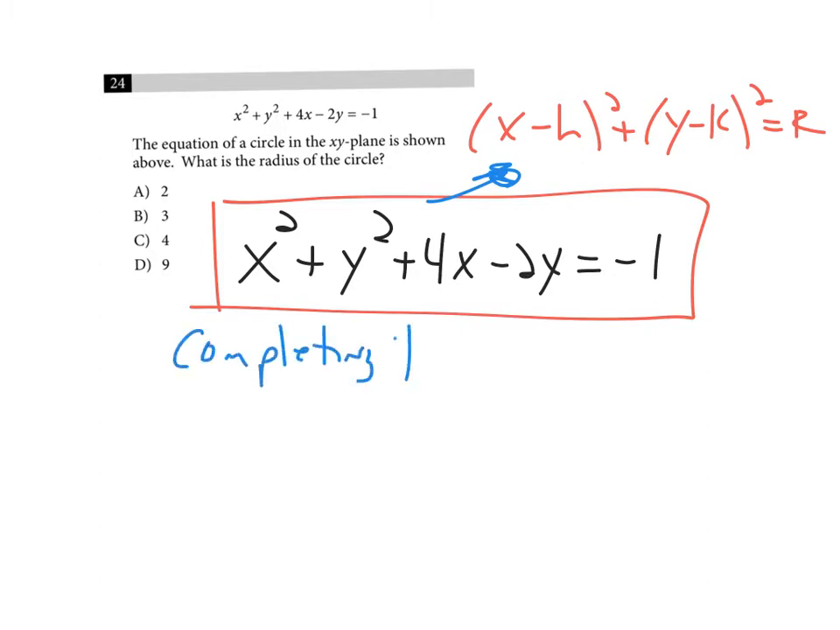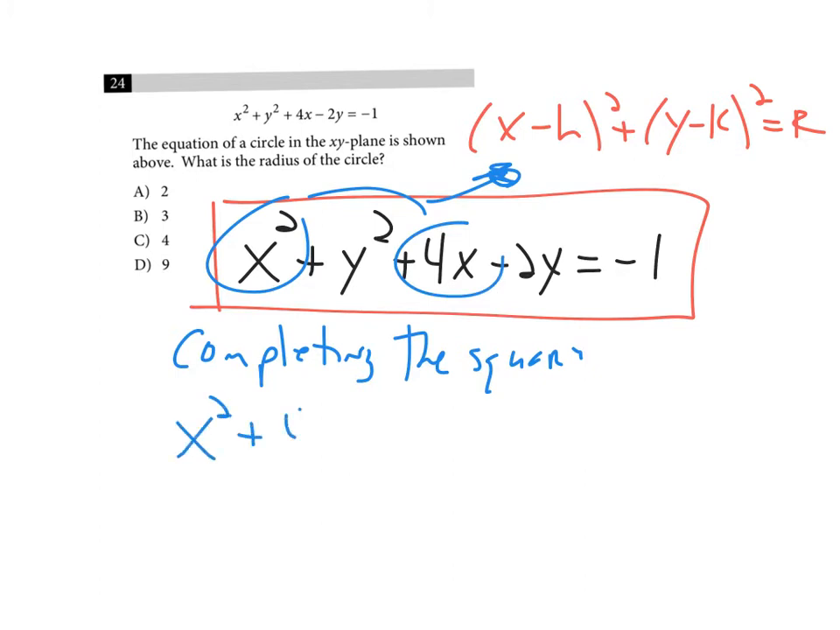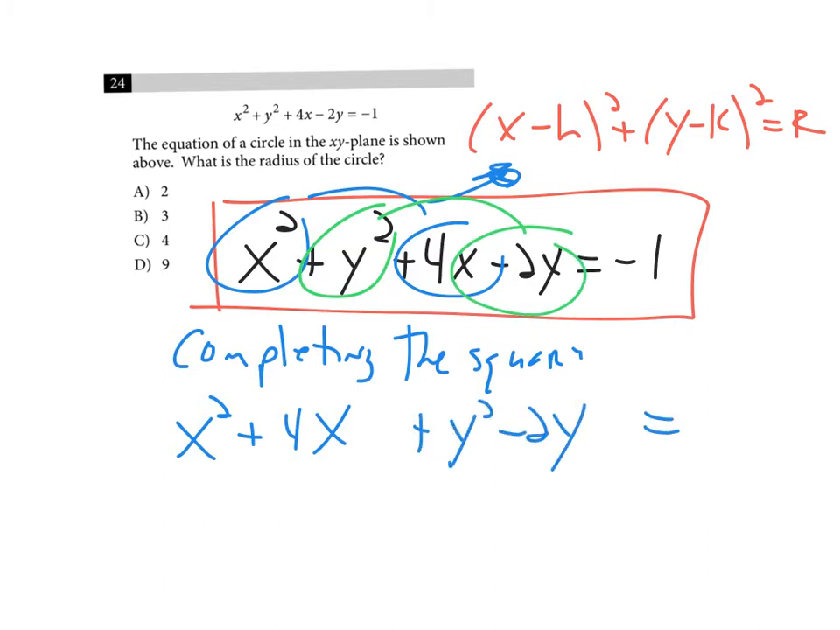What I'm going to do is group together my x's and my y's. So here I'm going to have x squared plus 4x, and then y squared minus 2y, and then I have negative 1. I'm going to complete the square. I'm going to cut the 4 in half to get 2, and I'm going to cut the negative 2 in half to get negative 1.